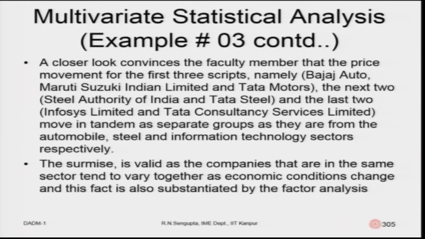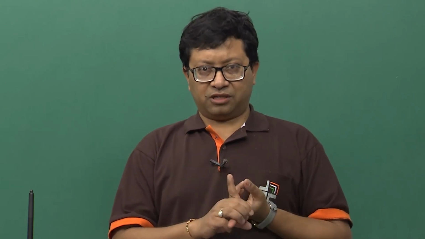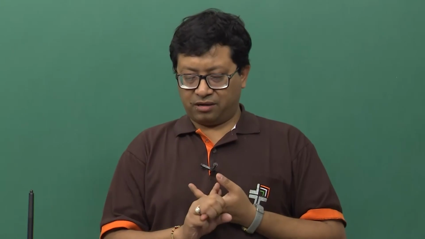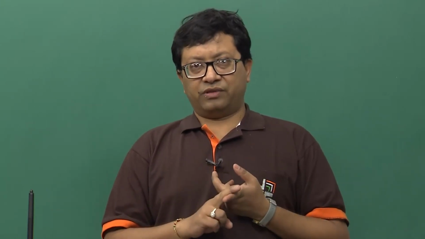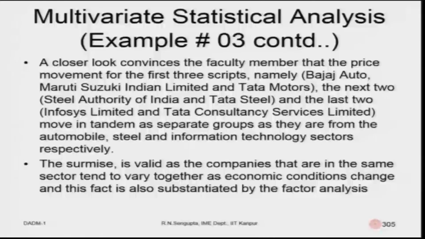Now, before he or she does the analysis, he or she looks at the data. A closer look convinces the faculty member that the price movement for the first 3 scripts, Bajaj Auto, Maruti and Tata Motors, the next 2, Steel Authority and Tata Steel, and the last 2, Infosys and Tata Consulting Services, move in tandem. That means the price movements for Bajaj, Maruti and Tata Motors move in the same manner, not exactly the same. Then Steel Authority and Tata Steel move in the same manner, but different with respect to the first group. And the last 2, Infosys and TCS, also move in the same manner, which is different from the first and the second one.